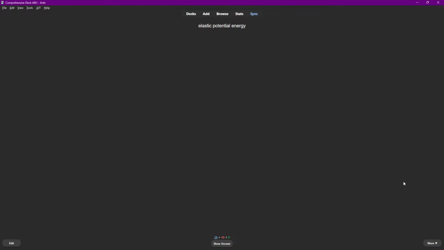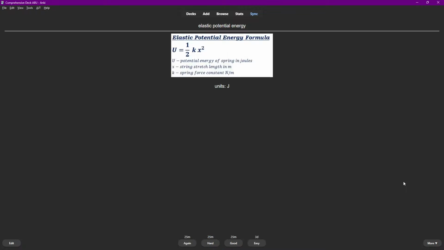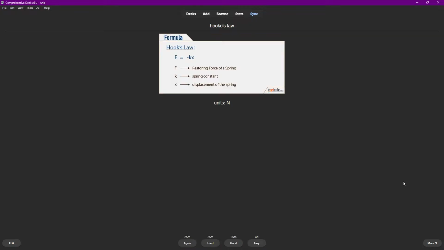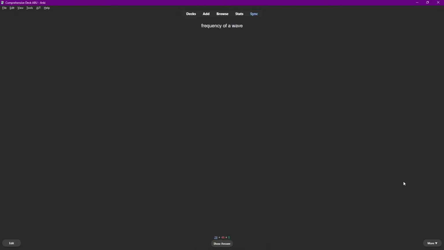Elastic potential energy, U of spring, is equal to 1/2 K delta X squared. Force of a spring is equal to K times delta X. Frequency of a wave. Frequency is equal to 1 over T.